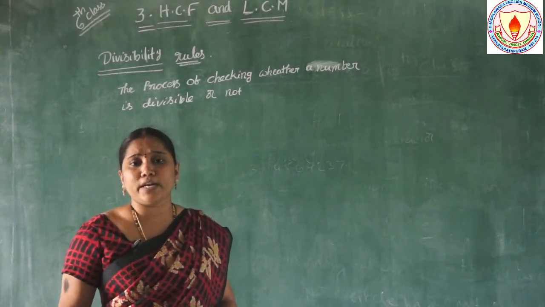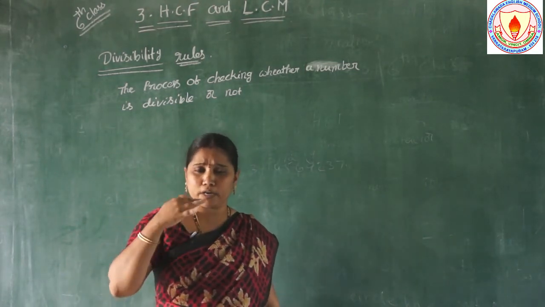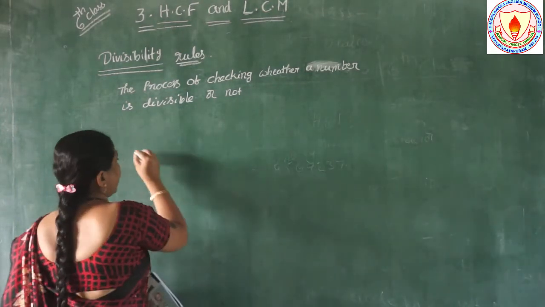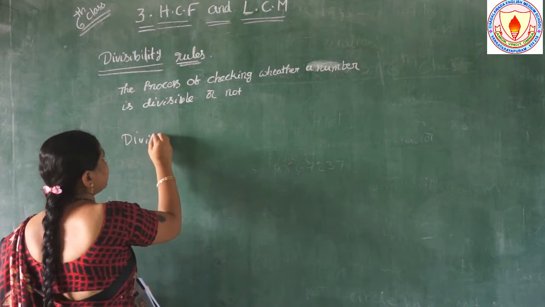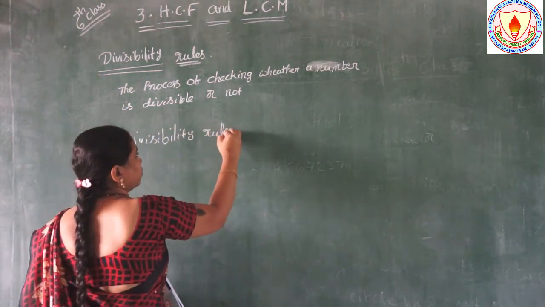There are so many divisibility rules you learned in the 5th class. So now we continue to learn. These are all types of divisibility rules. So the first one is the divisibility rule for 2.